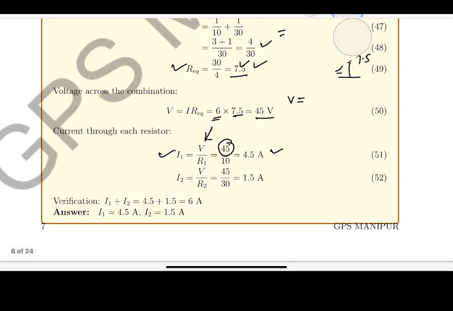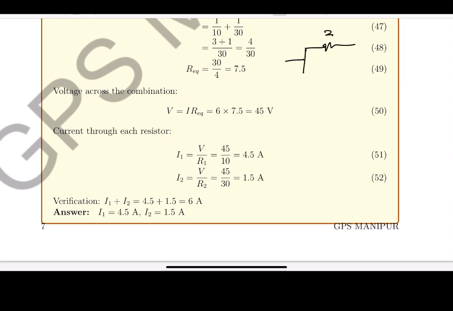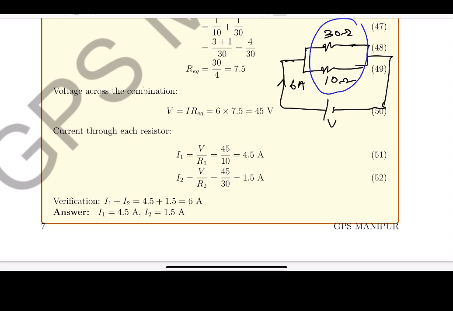So what are the steps that are being followed? You may find it a bit confusing here in this question. It is simple. There are two resistors given, one is 30 ohm, another is 10 ohm, and what is given is there is a battery connected to it. I don't know what the battery is, but I know 6 ampere current is flowing through it. First step is, I'll find out the equivalent resistance here. So equivalent resistance I find out to be 7.5 because these two are connected in parallel. 6 ampere current is passing through this, and there is voltage here. So 6 into 7.5, I find out the voltage to be 45 volt.